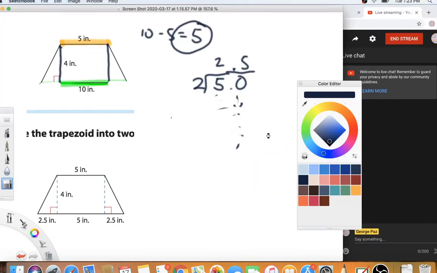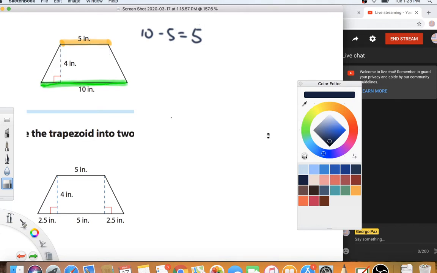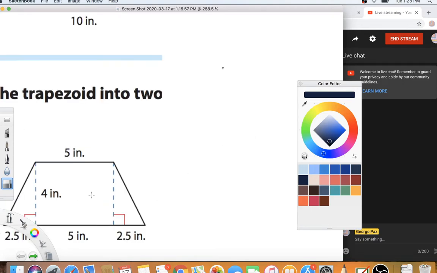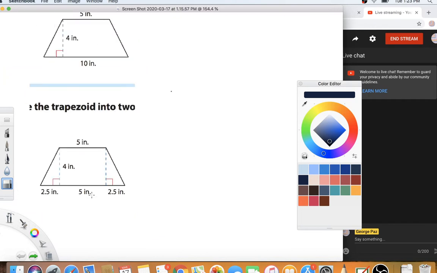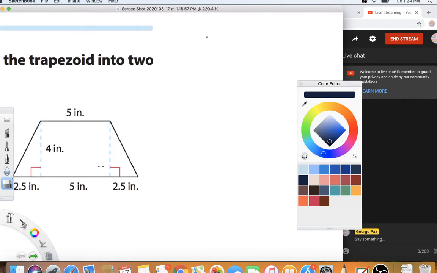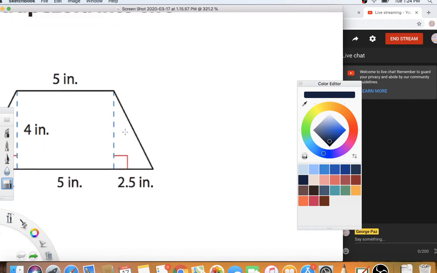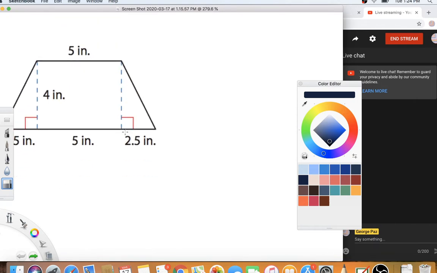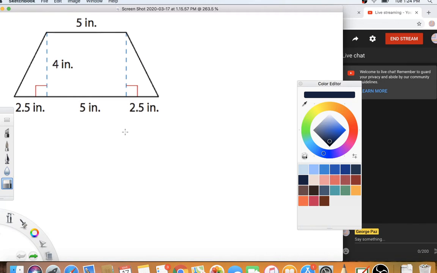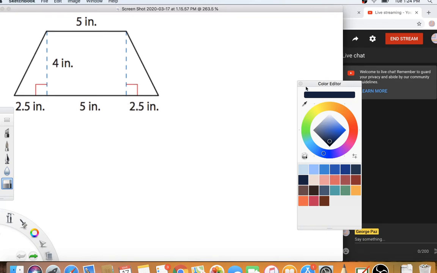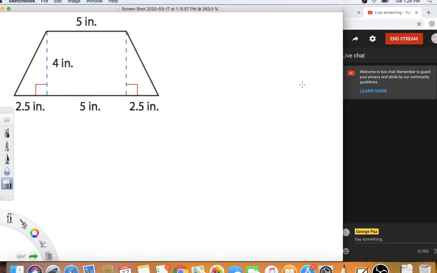So let me erase. Let's see how far we can go back. Okay, that works. So we have to calculate how to find this area right here. So let's actually see if we can zoom into this. Sorry about that. It takes forever sometimes, but it's free. So how do we find the area of this trapezoid now that it's split up into 2 triangles?